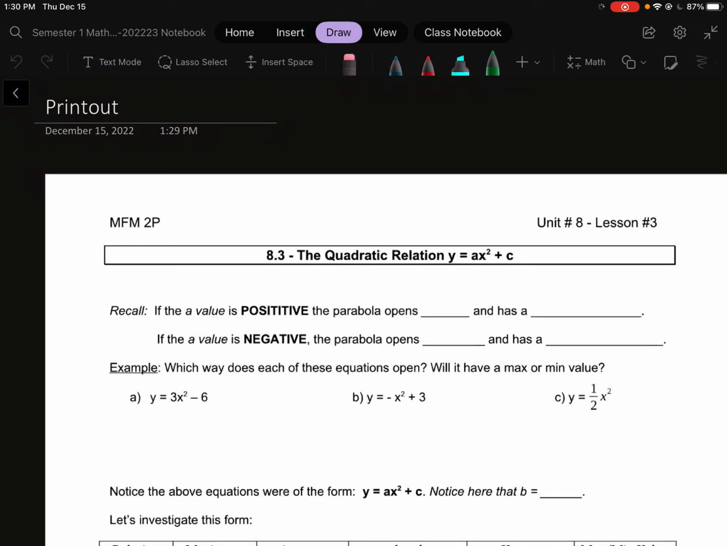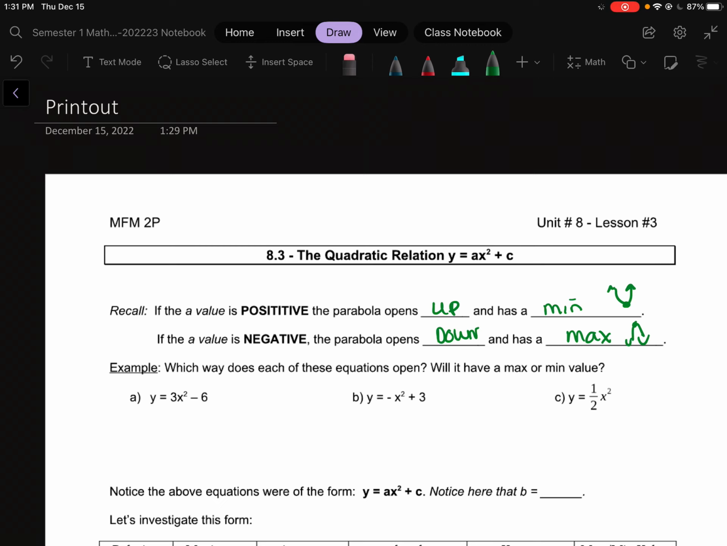Hi everyone, so today we're going to be looking at the quadratic relation. And so we're just going to recall a few things that we discussed yesterday. The first thing is, a positive parabola opens up and it has a minimum because of how it sits. So if it's opening up, this is the minimum. If we have a negative parabola, it opens down and it has a max due to how it sits at the top here.